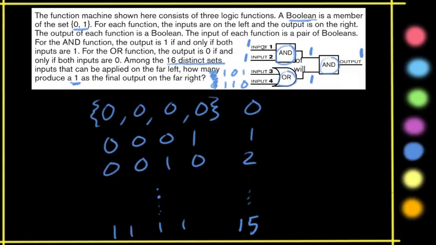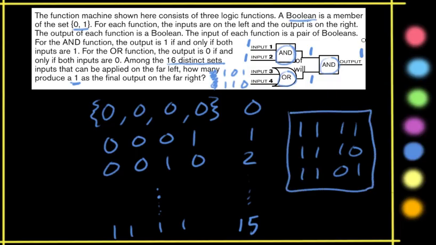So basically, these are fixed. They have to be 1 and 1. So you know you've got 1 and 1. And then for the other 2, you could either have 1, 1, or you could have 1, 0, or you could have 0, 1. So basically, these are the 3 sets that will give you a 1 on the output.